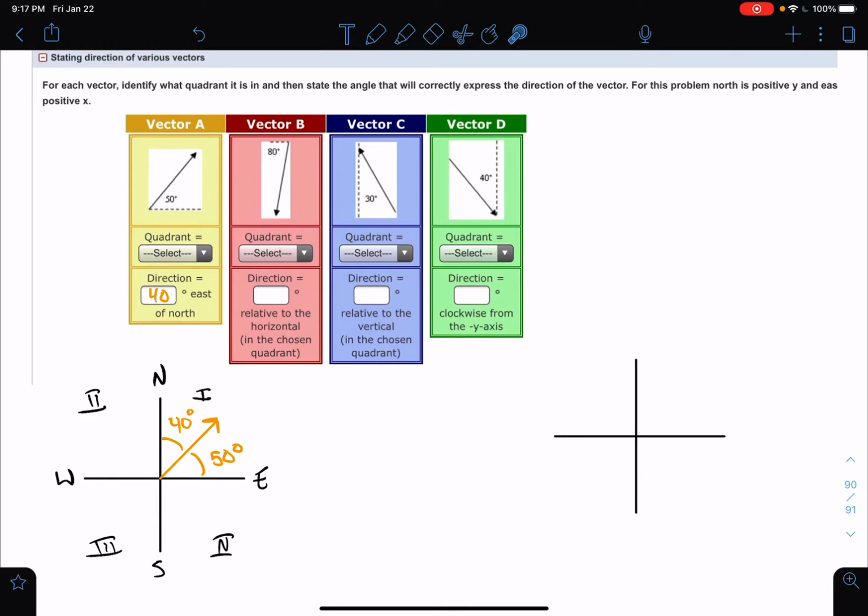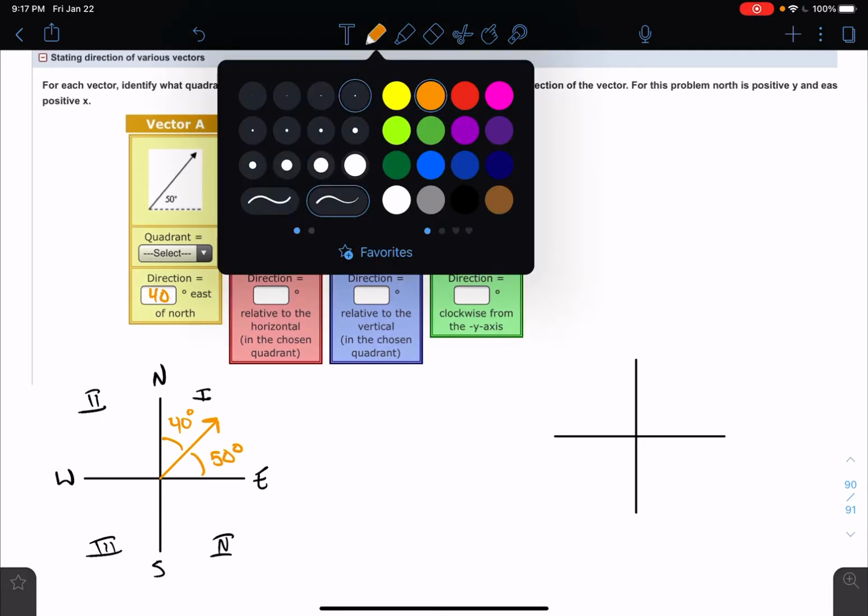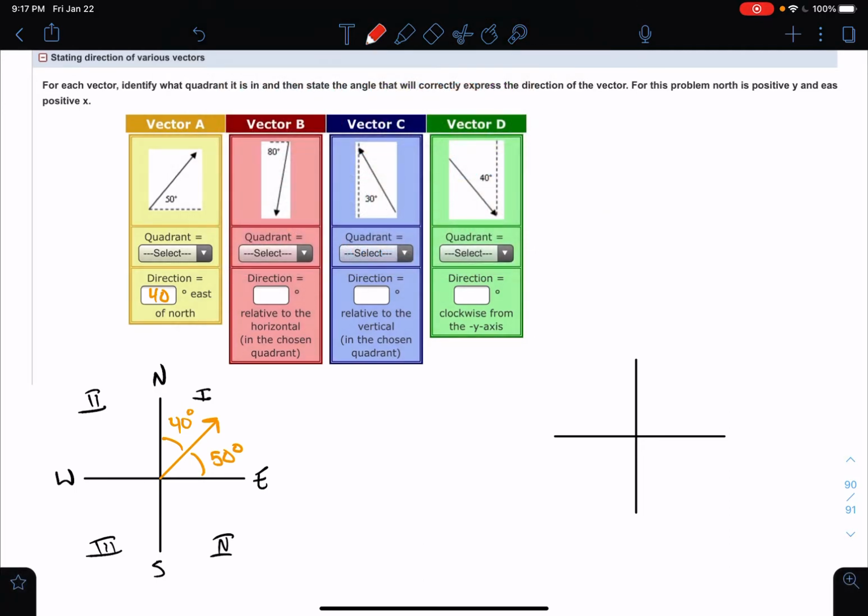Now for vector B, this one is going down and to the left. So let me draw that one down and to the left. And again, I'm starting from the origin. So down and to the left. There we go. 80 degrees. That's, once again, the dotted line up here. The 80 degrees is the angle between the dotted line and my vector. The dotted line is horizontal. So this is the angle to the horizontal, or relative to the horizontal.